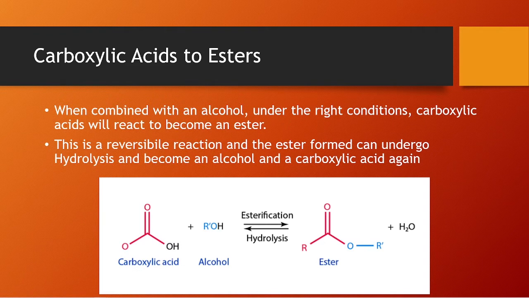Carboxylic acids to esters. When combined with an alcohol under the right conditions, carboxylic acids will react to become an ester. This is a reversible reaction, and the ester formed can undergo hydrolysis and become an alcohol and a carboxylic acid again. So carboxylic acid plus an alcohol of any sort will become an ester. The R here, if you didn't already know, means the rest of the molecule. So the molecule plus the O will replace this OH group here and become the ester. The OH group plus the leftover H from the alcohol becomes H2O. So that's an important one to understand. I know there was a question last year about esterification, so it's a good thing to remember.